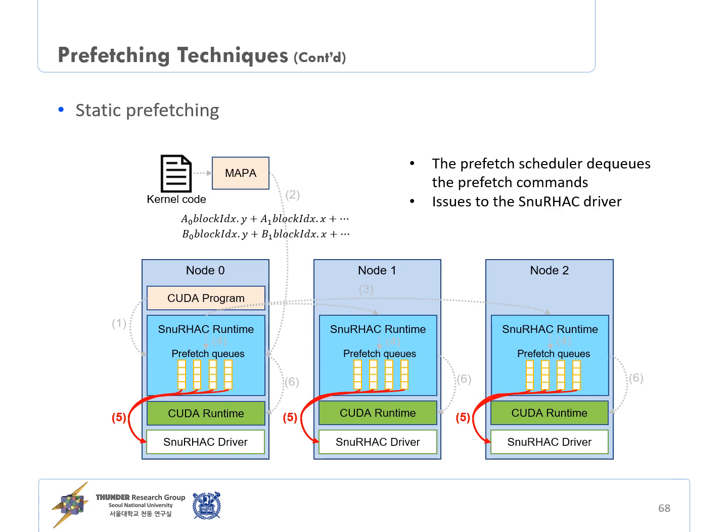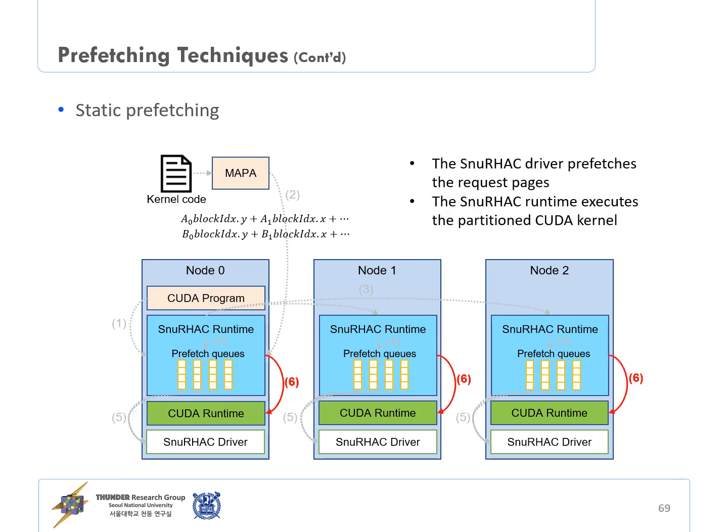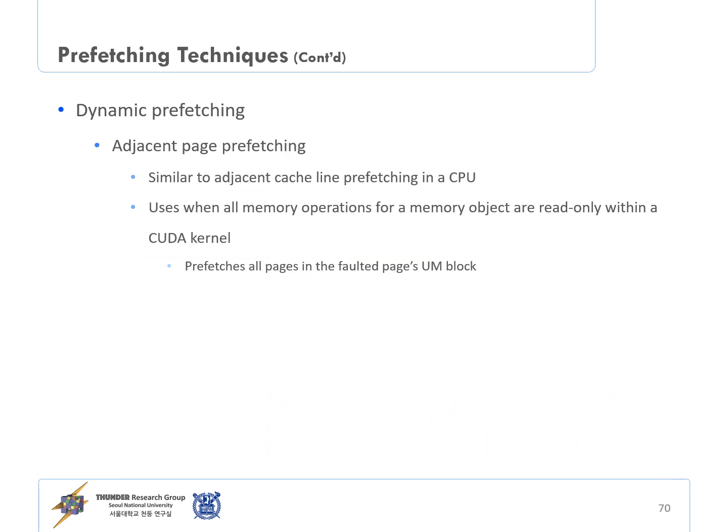The SnuRHAC runtime maintains a prefetch queue for each GPU. Also, a CPU thread called prefetch scheduler in the SnuRHAC runtime dequeues the prefetch commands and issues them to the SnuRHAC driver. While the SnuRHAC driver in a node prefetches the requested pages, the SnuRHAC runtime in the same node executes the partitioned kernel. It is impossible to analyze all different types of memory access patterns statically.